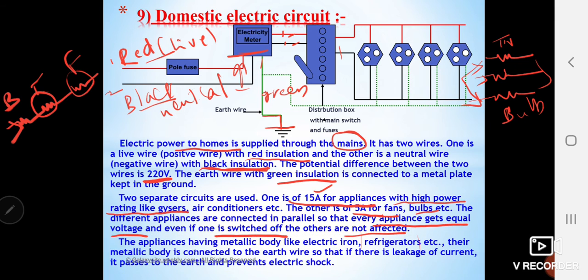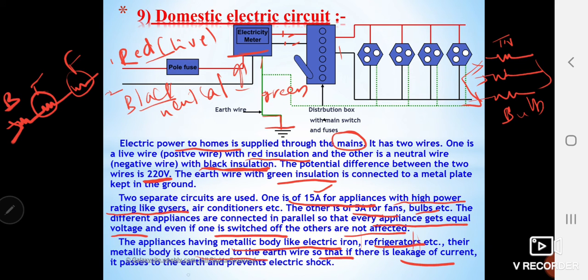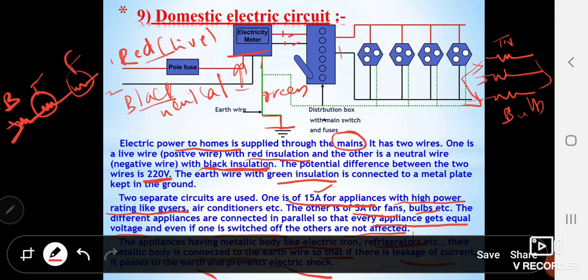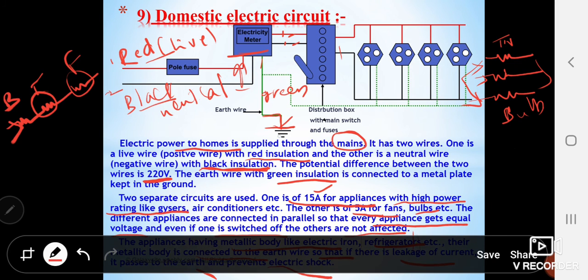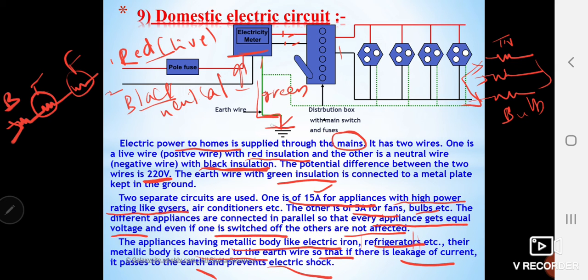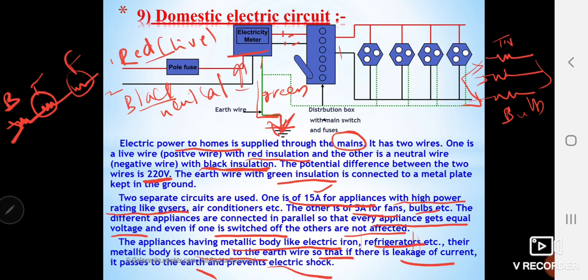The appliances having a metallic body, like electric iron and refrigerators, have their metallic body connected to the earth wire. Why are all the metallic bodies connected to the earth wire? If there is any leakage of current, it passes to the earth and prevents electrical shocks. So keep in mind, all the metallic electrical devices are connected to the ground wire, because if any leakage of current takes place, the current passes through the earth wire and prevents electric shocks.